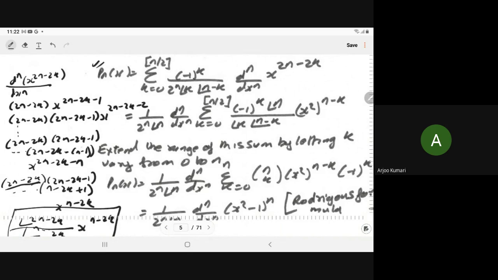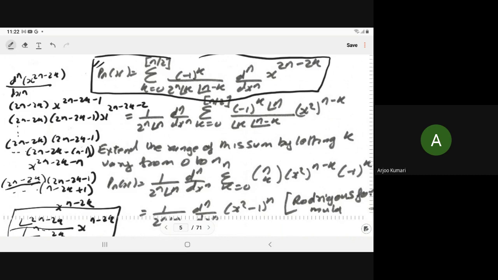So another formula for Pn(x) is the summation from k equal to 0 to the greatest integer of n by 2, of minus 1 to power k upon 2 to power n, factorial k, factorial of n minus k, and the nth derivative of x to power 2n minus 2k. Now 1 upon 2 to power n factorial n is independent of k, so you can write it outside the summation. Summation and derivative are commutative in nature, right?